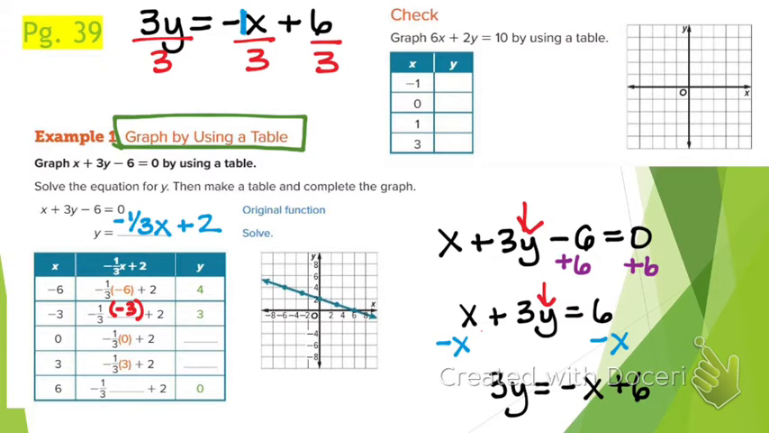So when you substitute in a 0, 0 times anything is 0. So you should have 0 plus 2. Who got 2 for this third number? Okay, good job. And now we're going to substitute in a positive 3.